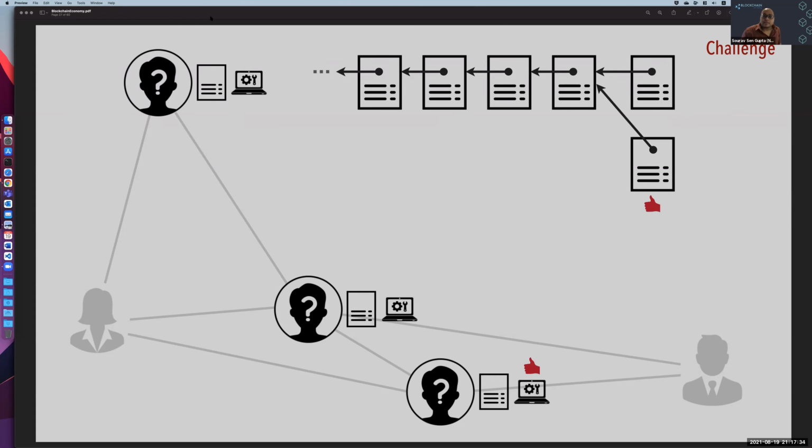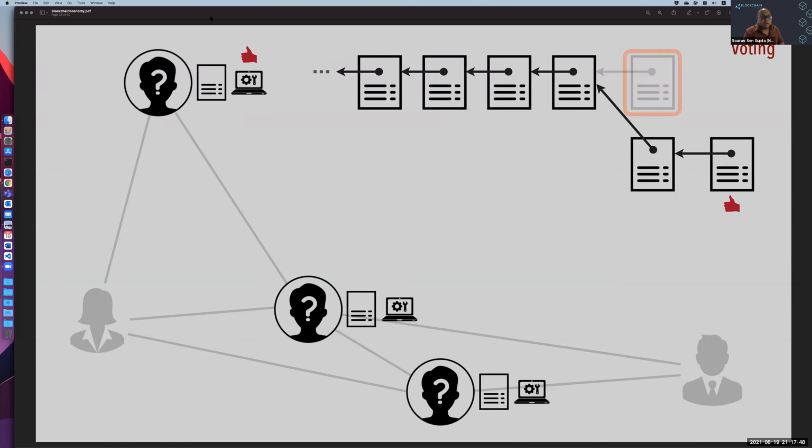I want to win the puzzle. I want to be the leader. I don't want you. Fine. If you do that, then that's called a conflict. And this conflict is resolved not immediately, but by the next voter. So the next miner comes in. And when the next miner comes in, the next miner chooses to extend one of the blocks.